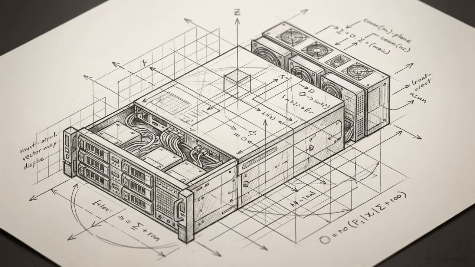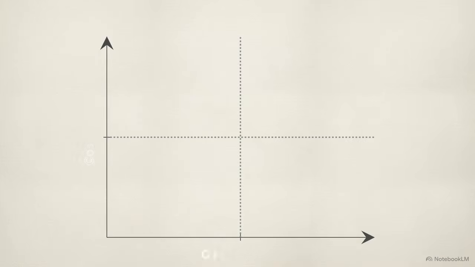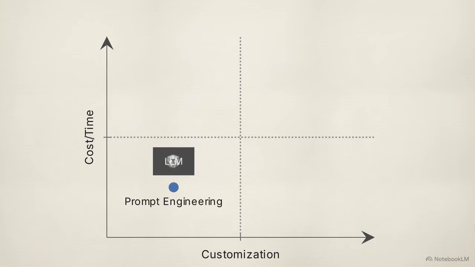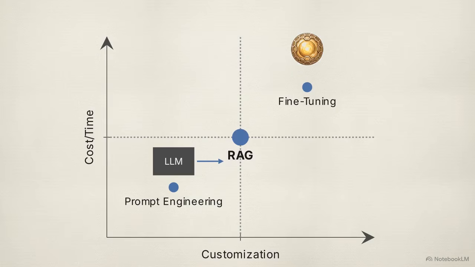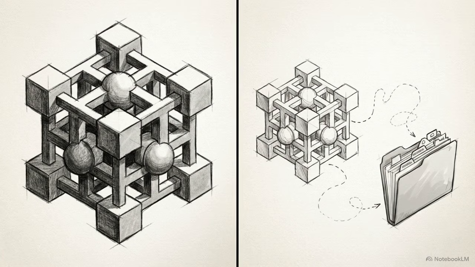Understanding the engine dictates how you implement it in a production environment. Organizations trade off customization against cost and time. Prompt engineering allows rapid prototyping with zero architectural changes. Fine-tuning permanently alters a model's domain behavior. And retrieval-augmented generation, or RAG, is the strategic middle ground for querying proprietary data. While fine-tuning permanently alters internal weights, RAG passes external documents into the attention mechanism at runtime.